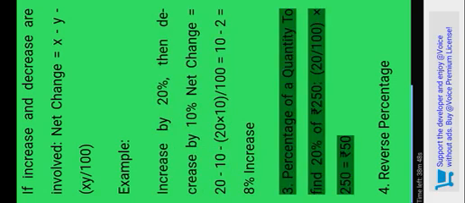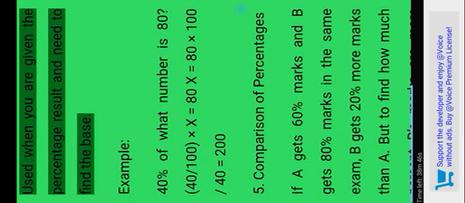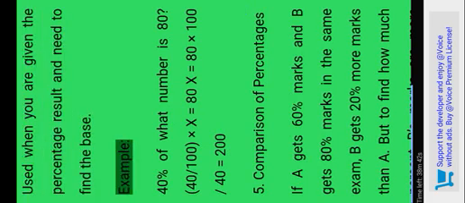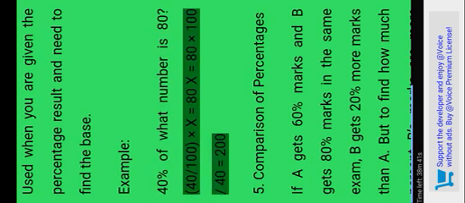3. Percentage of a quantity. To find 20% of 250 rupees, 20 over 100 times 250 equals 50 rupees. 4. Reverse percentage. Used when you are given the percentage result and need to find the base. Example: 40% of what number is 80? 40 over 100 times x equals 80. X equals 80 times 100 over 40 equals 200.